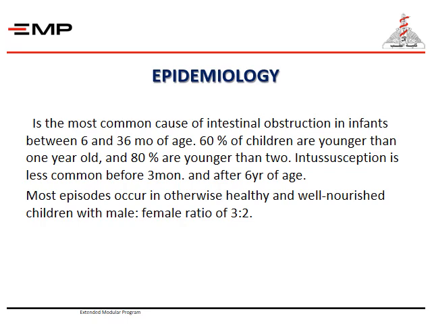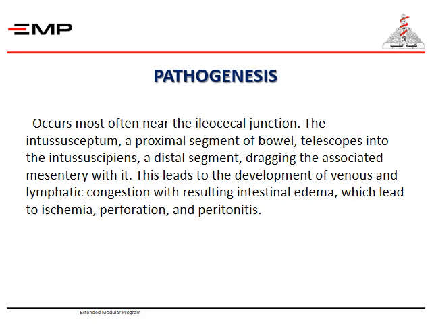Most episodes occur in otherwise healthy and well-nourished children with a male-to-female ratio of 3 to 2. The intussusceptum, which is a proximal segment of bowel, telescopes into the intussuscipiens, that is a distal segment, dragging the associated mesentery with it. This leads to the development of venous and lymphatic congestion with resulting intestinal edema, which leads to ischemia, perforation, and peritonitis.